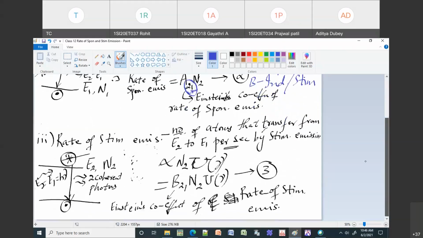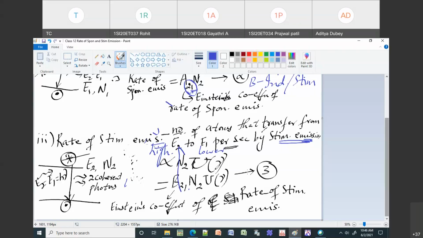Next, the last one is your rate of stimulated emission. So what is this rate? Rate means the number of atoms that transit from a higher energy level to a lower energy level per second by stimulated emission. As emission can be two different things, you need to specify stimulated emission. You can expect a higher rate of stimulated emission when you have more atoms in the higher energy level.